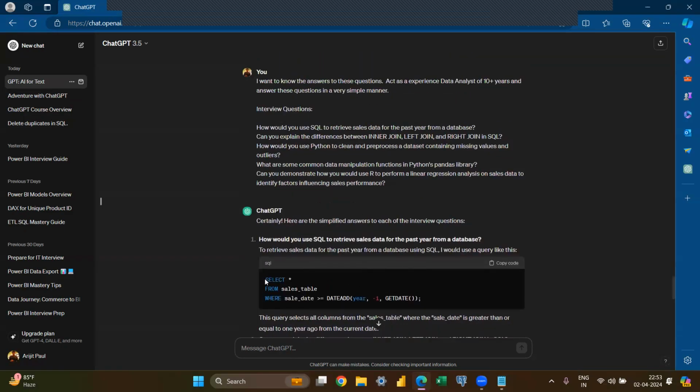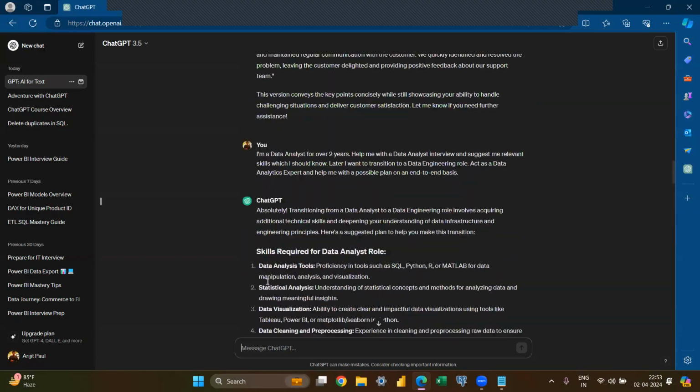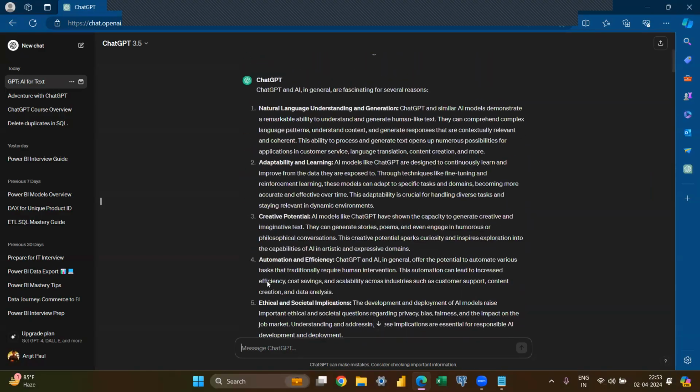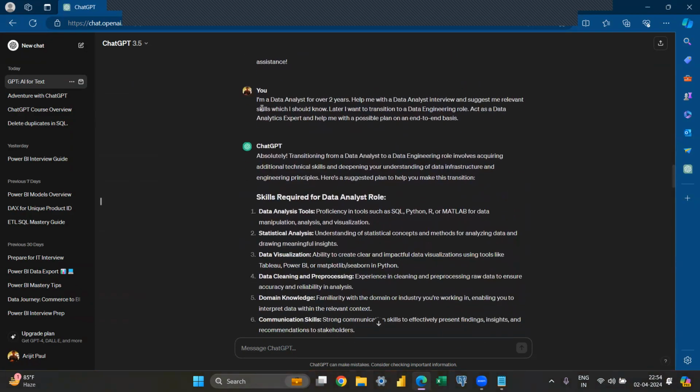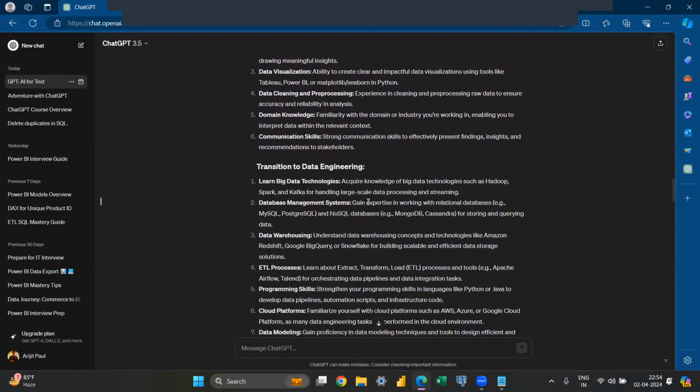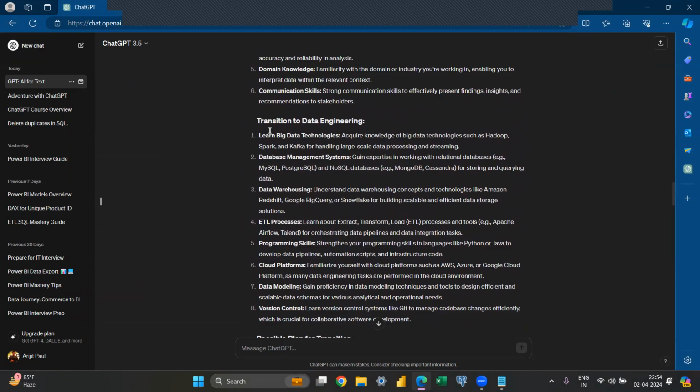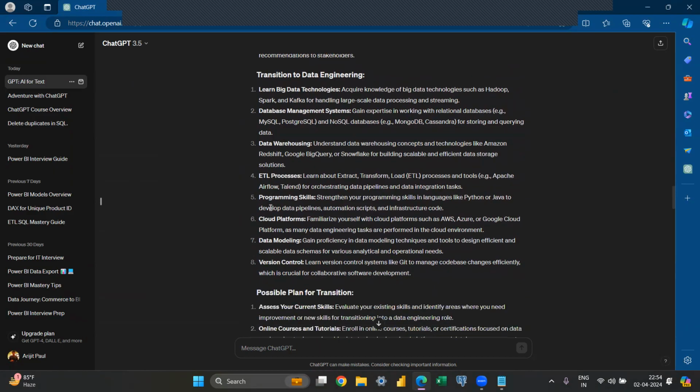These are the two situations which we have discussed. First was communication as a BPO in a non-voice process in a process associate role. And here we discussed data analyst. In the next part of my prompt, I have also mentioned that later I want to transition to a data engineering role, act as a data analytics expert, and help me with a possible plan on an end-to-end basis. So here it also gave us the answer in the second part, transition to data engineering. And essentially it gave us eight separate points on how we can grow in our career and transition to a data engineering role.